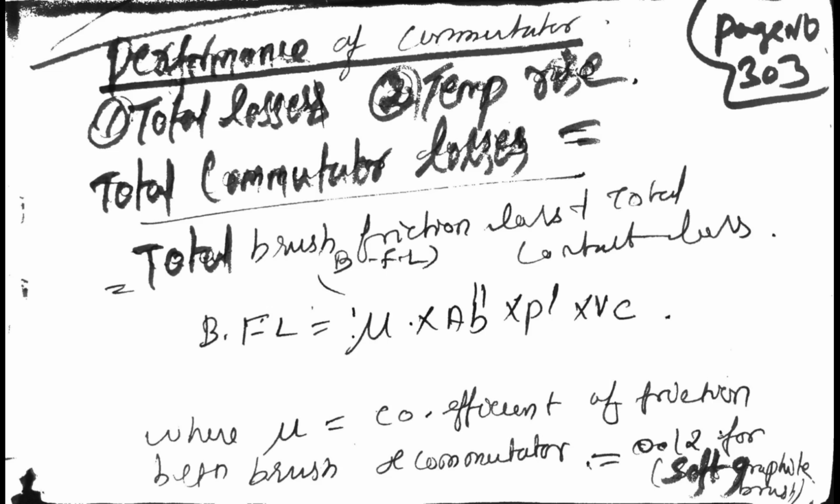Topic: design of commutator and brushes. Performance of commutator: first, total losses; second, temperature rise. Total commutator losses is equal to total brush friction loss plus total contact loss. BFL is equal to mu into AB double dash into P dash into Vc, where mu is the coefficient of friction between brush and commutator, equal to 0.12 for soft graphite brush.